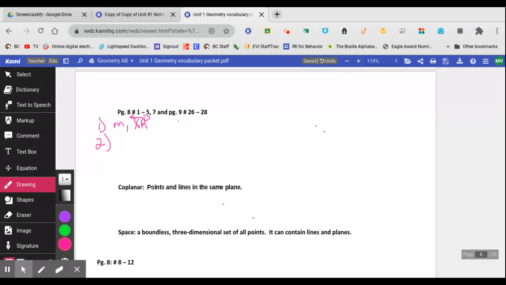Number 2, a line containing point Z. Point Z would be on line L or on line RZ. 3, a plane containing points W and R. That is plane B, or you could say plane WRX.